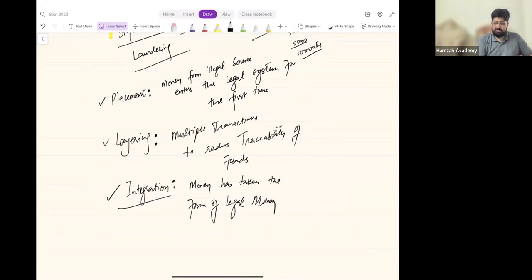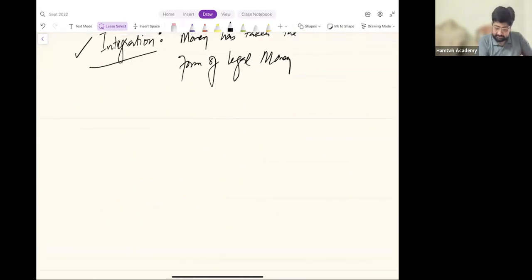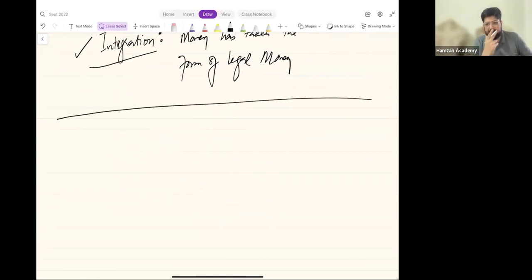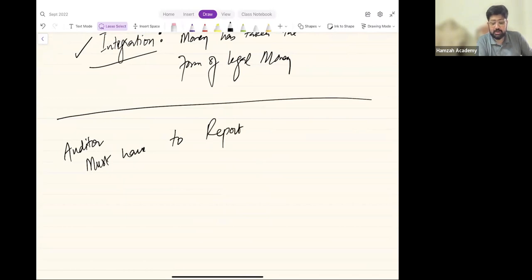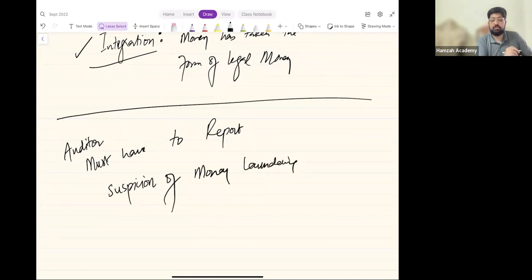Now, the next is, what is the job of the auditor? When auditing the company, if the auditor gets suspicious circumstances that the company is involved in money laundering, the auditor must report even the suspicion of money laundering to the authorities, to the relevant person, whoever it is. One, if the auditor gets suspicious, he must report.